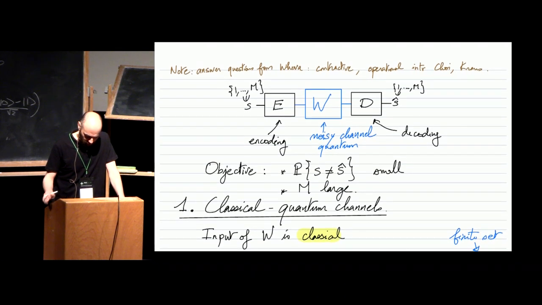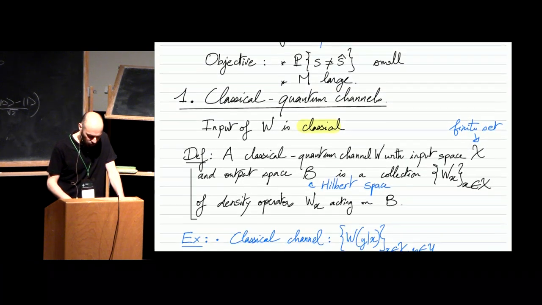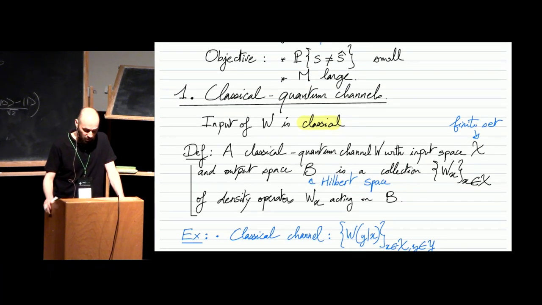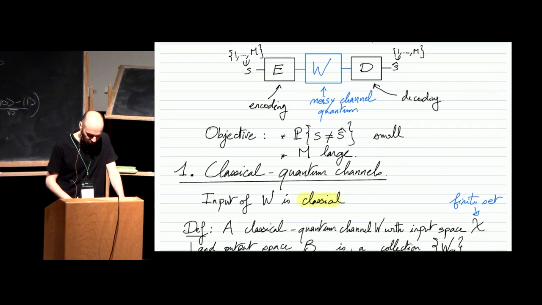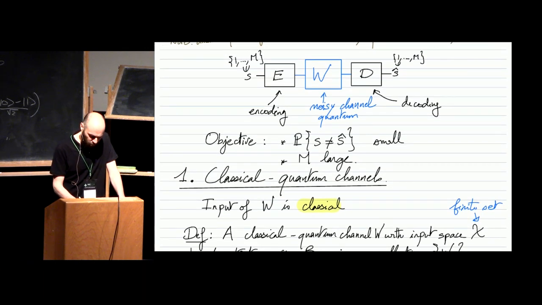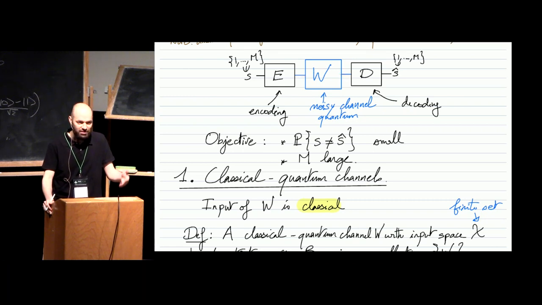And I'll start with a special kind of channels, and this will be actually the main focus of today, which is the setting where this channel has a classical input, but a quantum output. So the input is classical, and then there is some noise that happens, and the output is genuinely quantum.